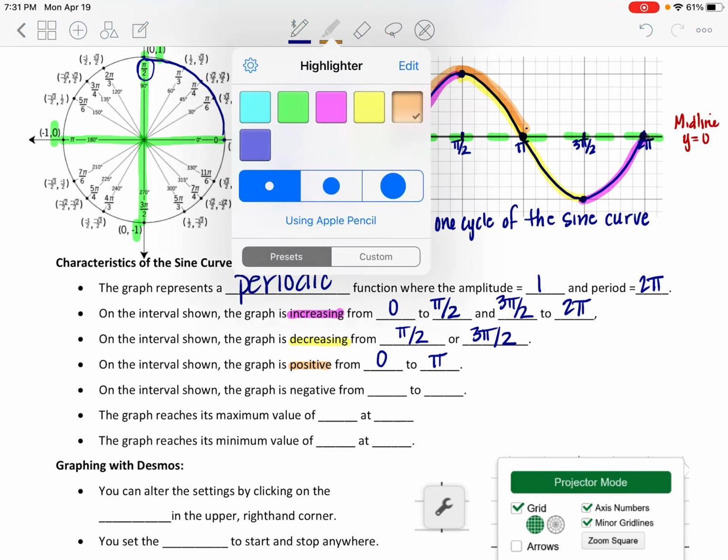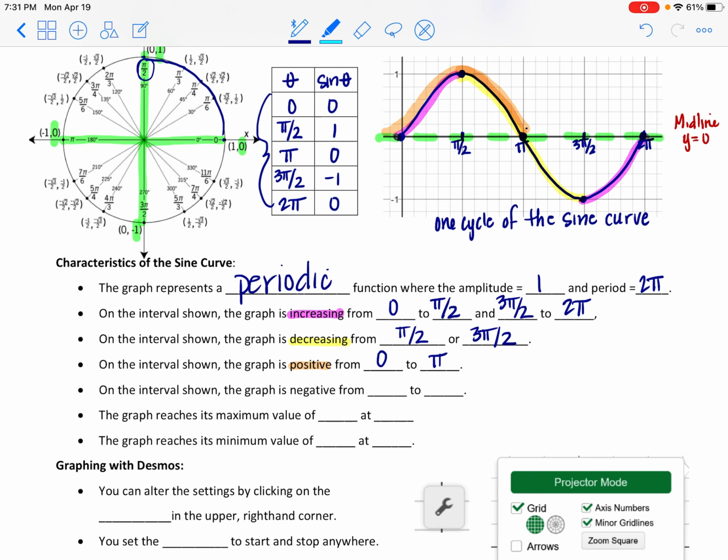And then let's say negative. This is the piece here that's going to be negative, and that's where our sine values are negative, and that's from pi to 2 pi. So from pi to 2 pi.